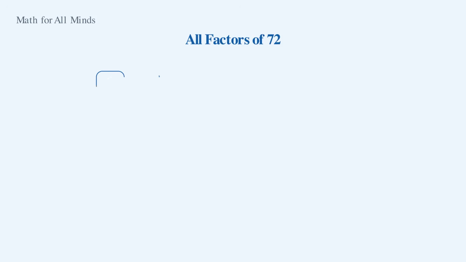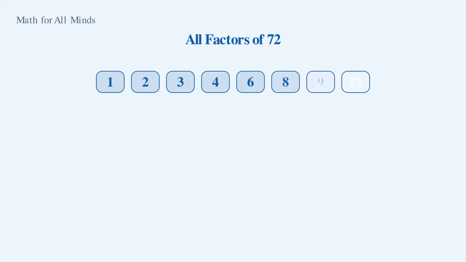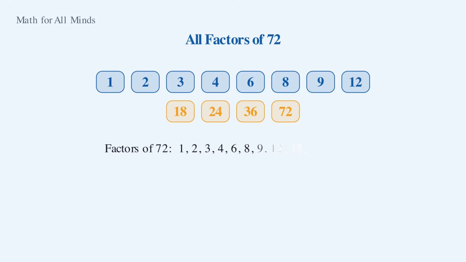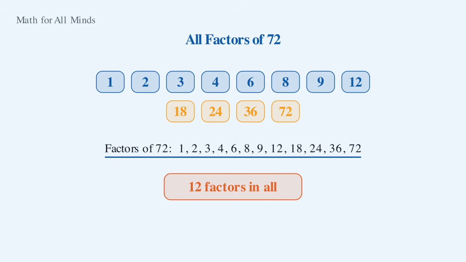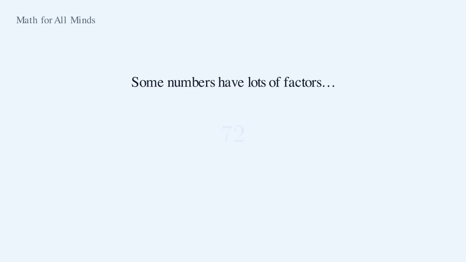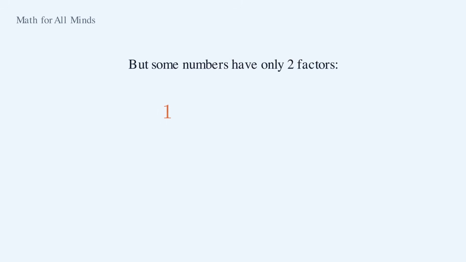Listing every factor from smallest to largest: 1, 2, 3, 4, 6, 8, 9, 12, 18, 24, 36, and 72. 12 factors in all. Some numbers have lots of factors, like 72. But some numbers have only 2 factors, 1 and themselves. Those are called prime numbers.